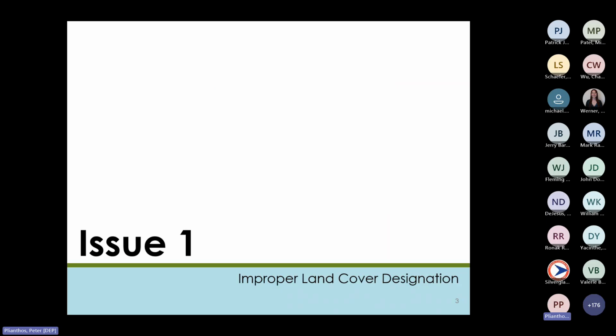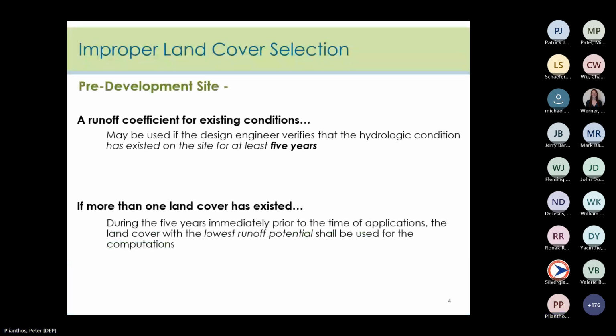All right, so let's get into issue number 1, land cover issues. The project we are going to talk about was reviewed by the township under the Stormwater Management Rules effective on March 1st, 2021, meaning the older rules. Although it was under the old rules, the issues that we want to address are still valid under the new rules. Therefore, we will put this project in the context of the Stormwater Management Rules effective on March 2nd, 2021.